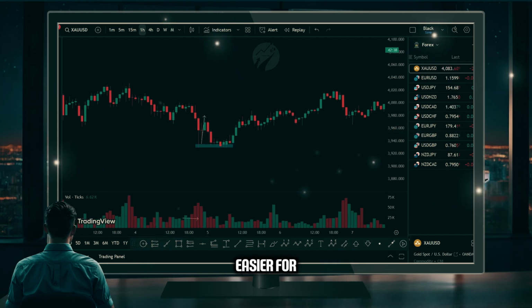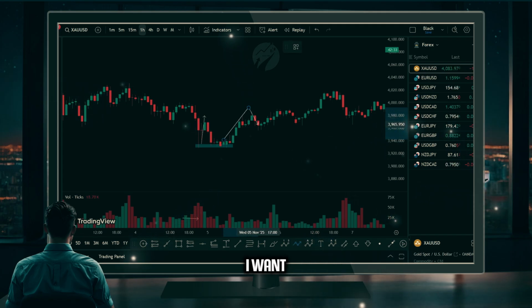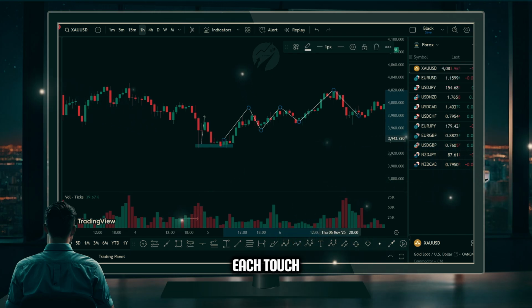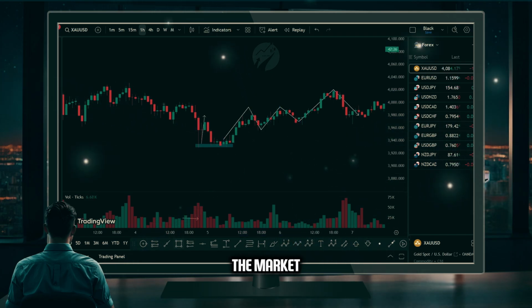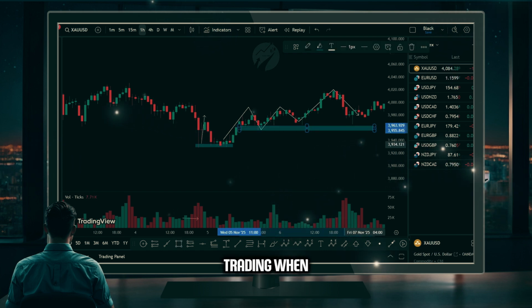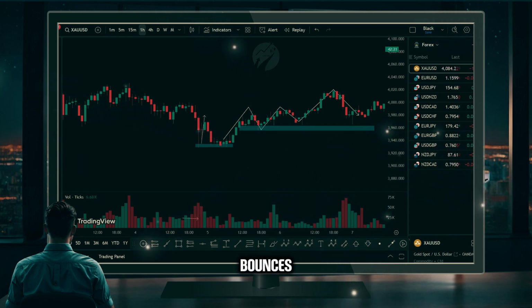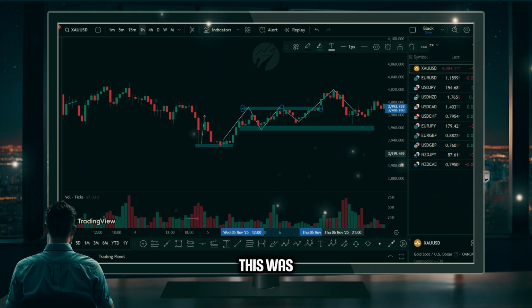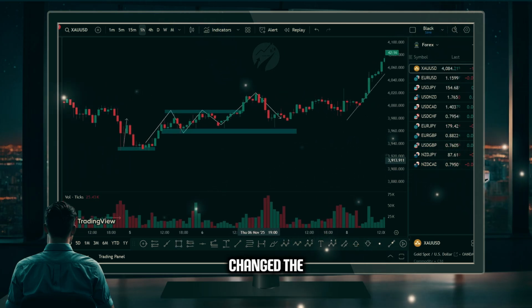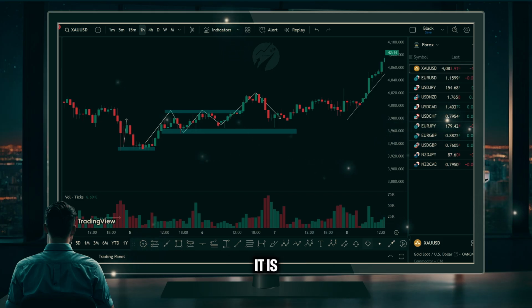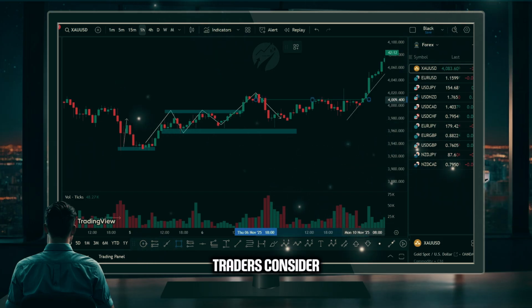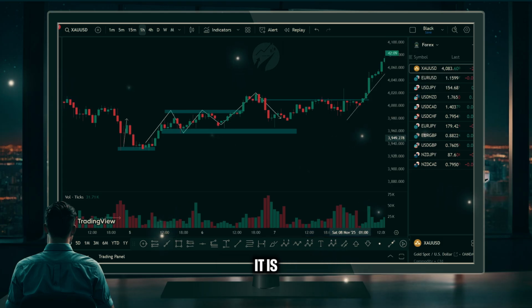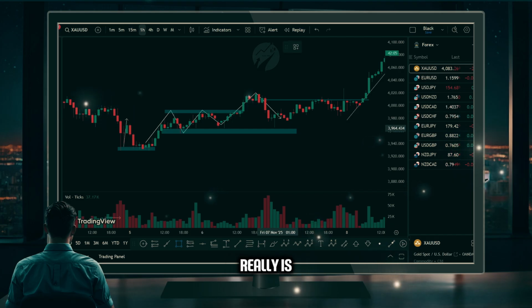And to make it easier for you, I will divide this into 3 logical, clear methods. I want you to feel as if you are sitting next to me, and I'm telling you step by step, each touch of the line, each breath of the market. Method 1. Trading when price touches the trend line and bounces. I must be honest, this was the first trendline method that changed the way I observe the market. It is also the method that most good traders consider the gateway to reading price behavior. It is simple, but when you truly understand it, you will see how sharp and powerful it really is.